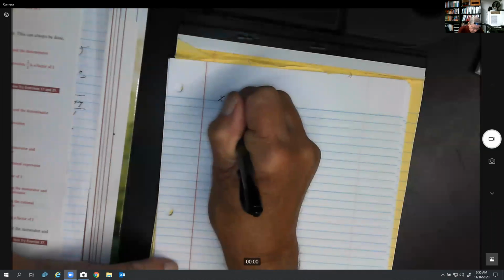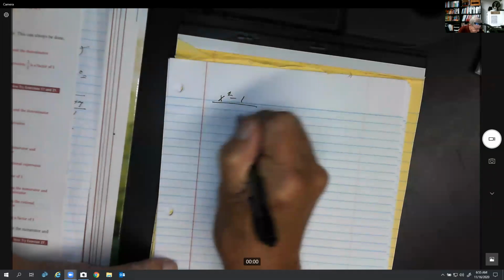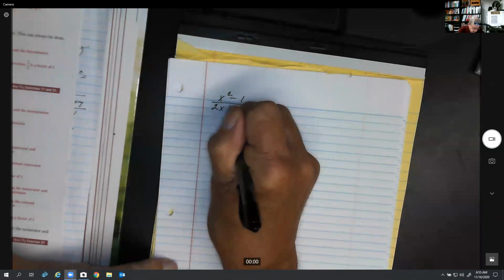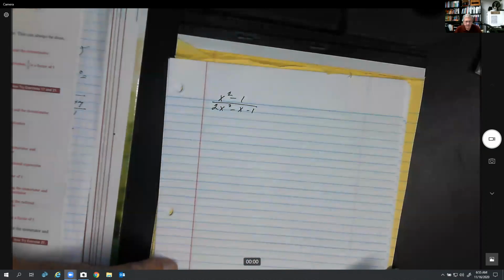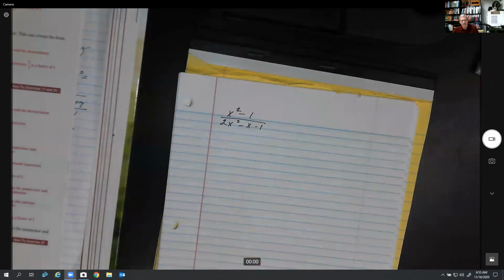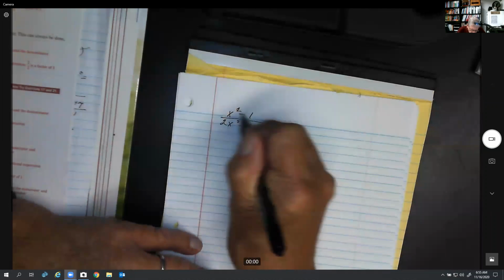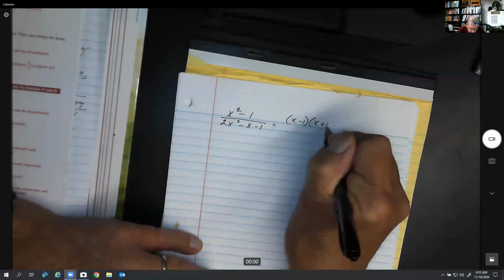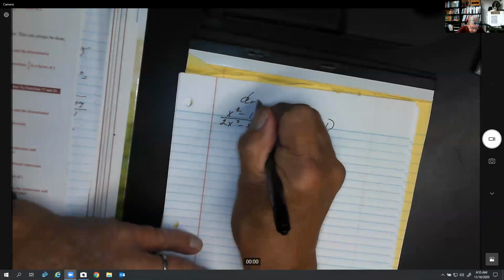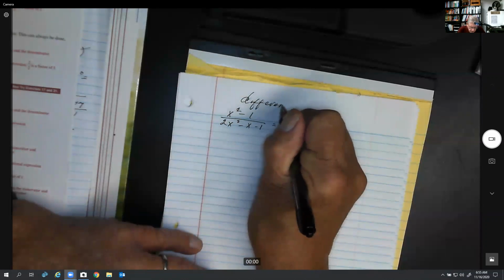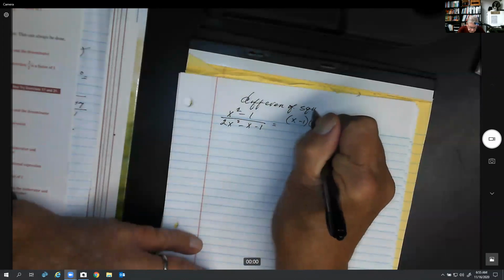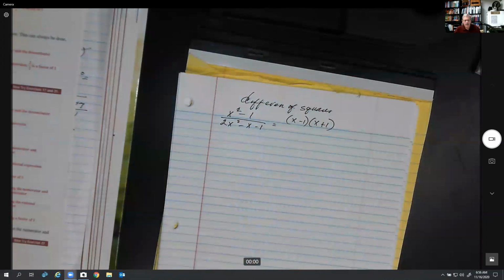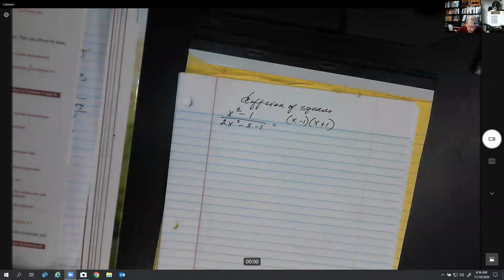Okay, and then sometimes we end up with a little bit tougher problem where we have to do our more complicated factoring, huh? So here we have x squared minus 1 over 2x squared minus x minus 1. So here I'm going to factor the x squared minus 1 into x minus 1, x plus 1. I'm going to recognize that difference of squares pattern. Okay, here I don't see a specific pattern.